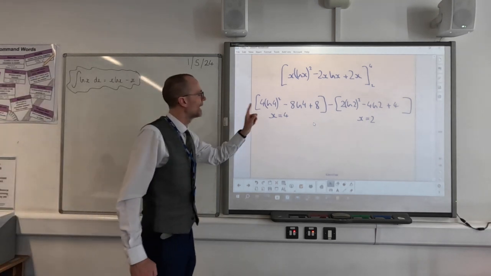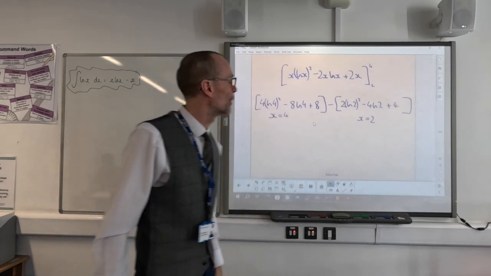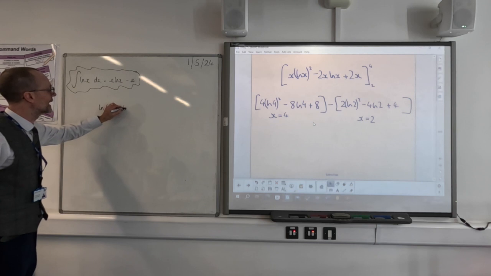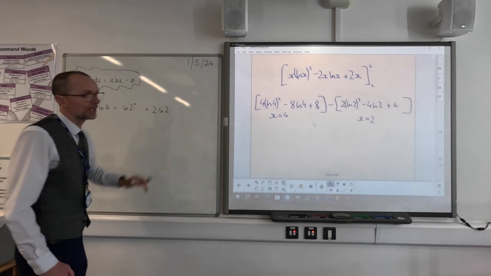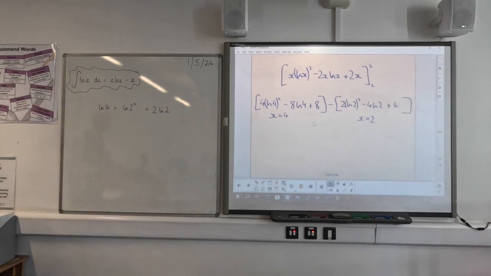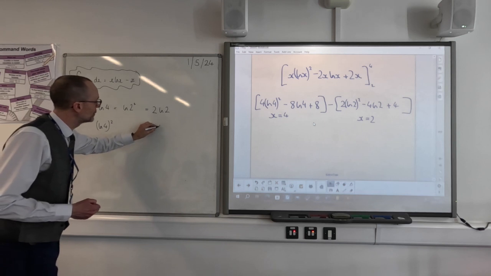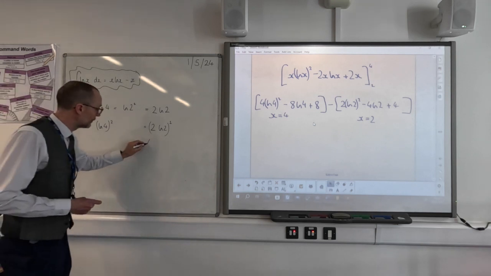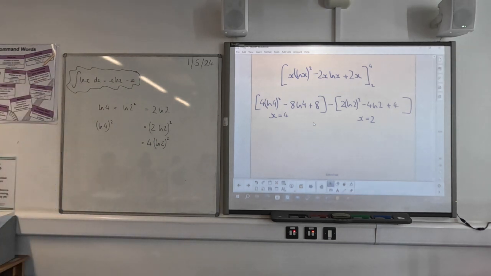How am I going to rewrite ln of 4 so it's a bit more twosy? Can you write 4 in terms of 2? 2 squared. So ln of 4 is the ln of 2 squared, which is 2 lots of the ln of 2. That's using that third log rule. And the ln of 4 squared, therefore, will be 2 times the ln of 2 squared, which is 4 ln of 2 squared. That's just like 2x squared. 2x times 2x is 4x squared, 2 ln 2 squared.